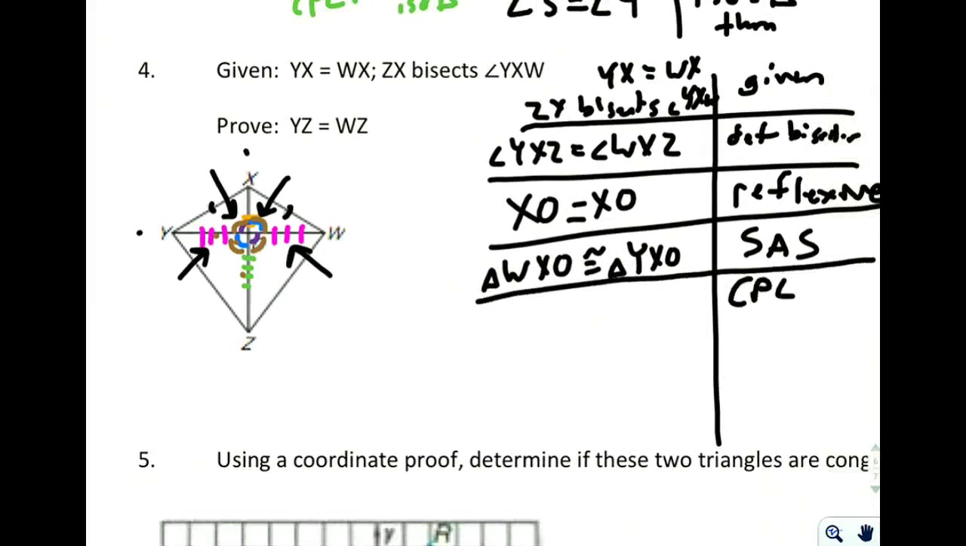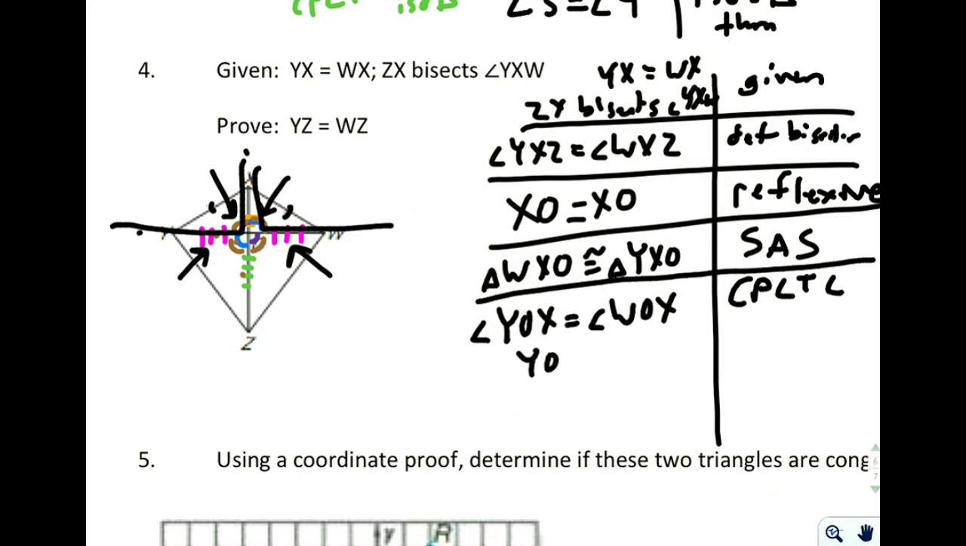So by CPCTC, we're going to get some angles. So we're going to say angle YOX is equal to angle WOX. We also are going to get side YO is equal to side WO.